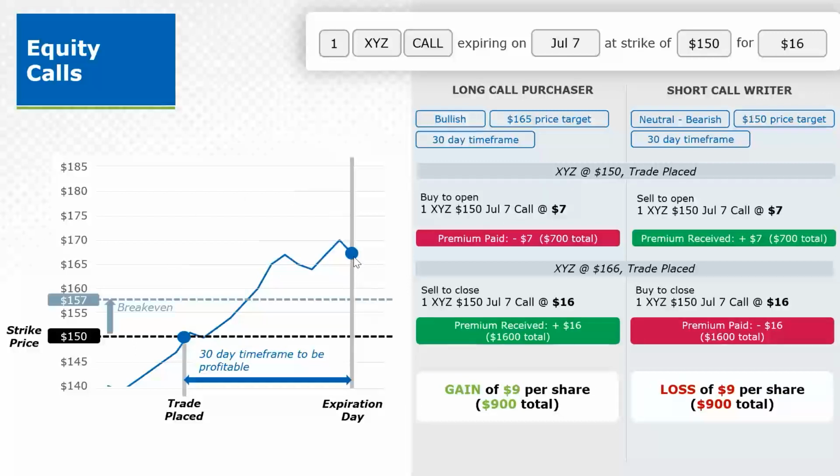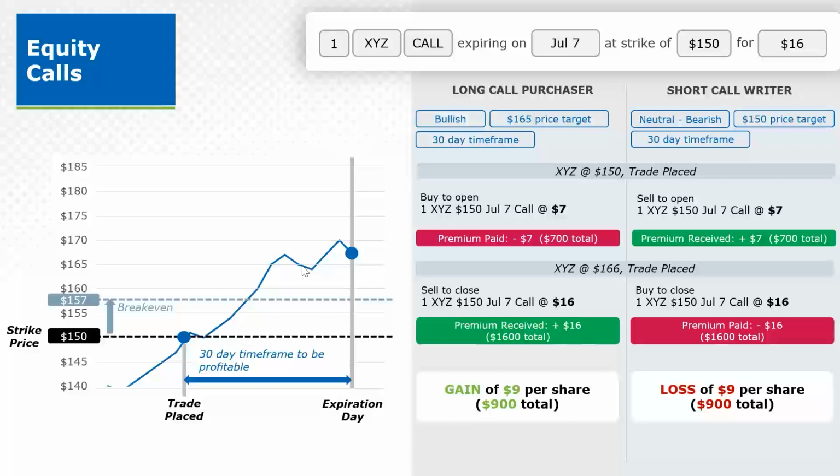Now, let's say at expiration, the stock itself is at 166. So that means that the value of the option is now worth $16. And that is why, in this case, assuming that they held until expiration, the long call purchaser would actually only receive $16 for selling this call option, as opposed to $17 in the previous slide, and therefore only receives a gain of $9 per share.